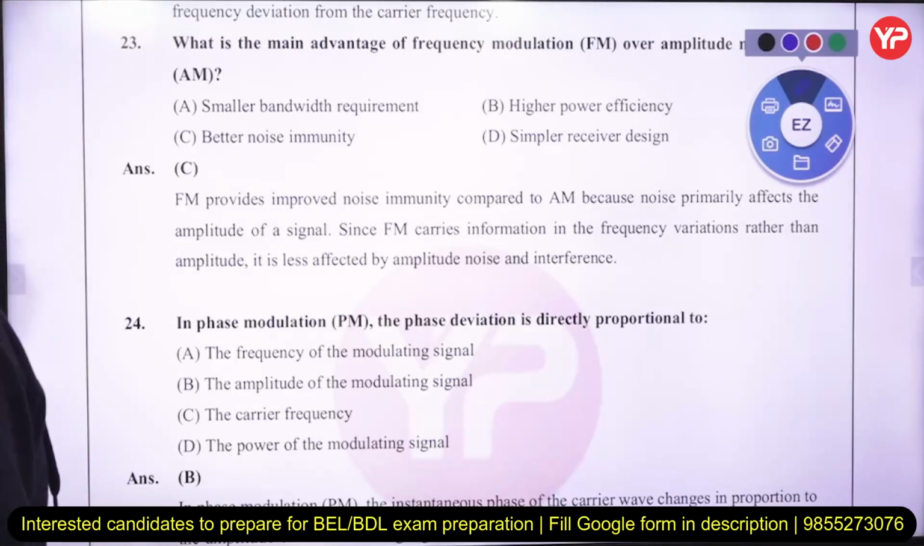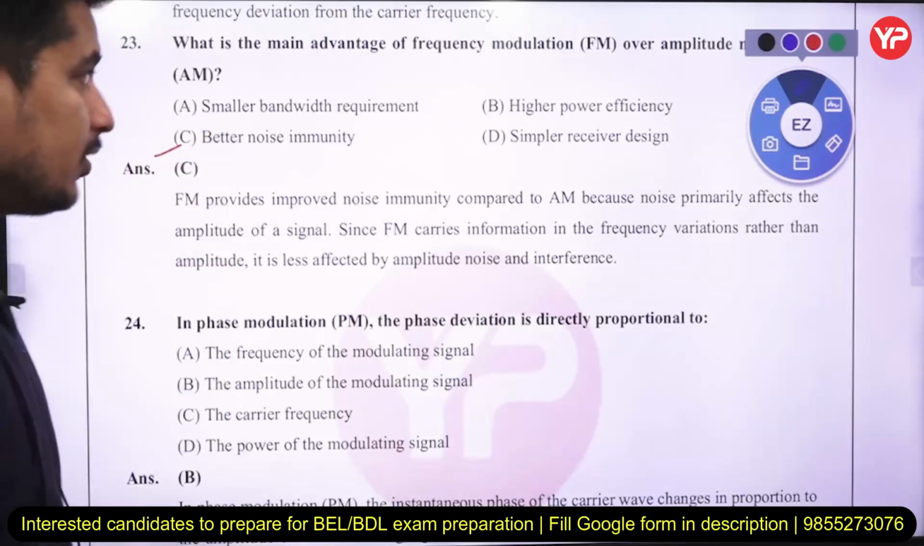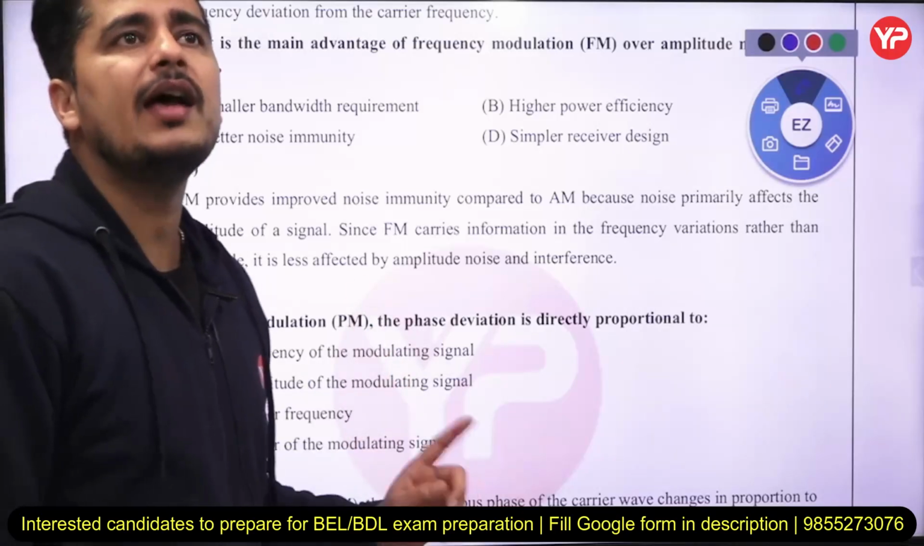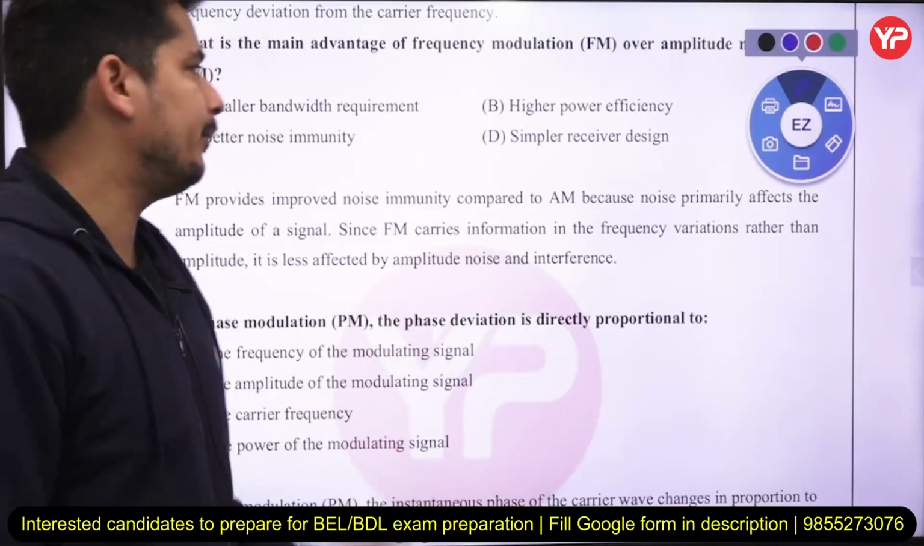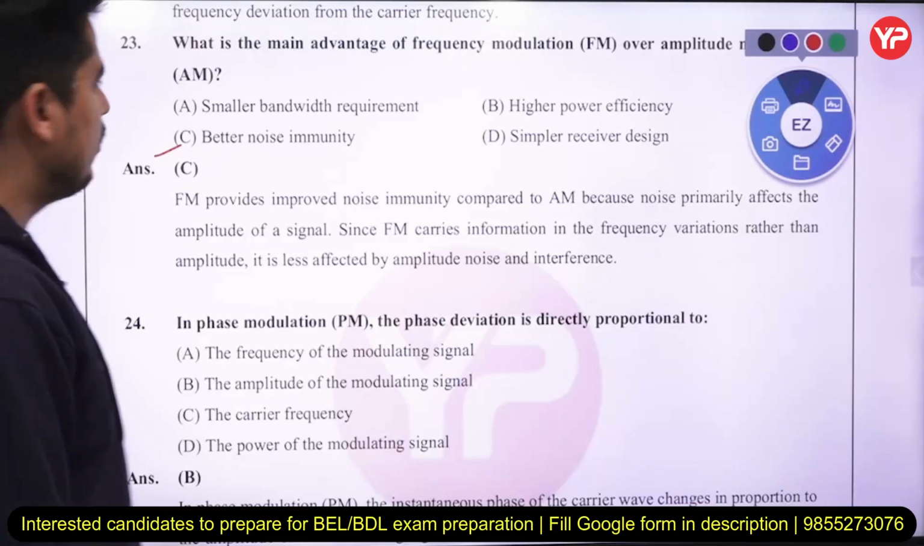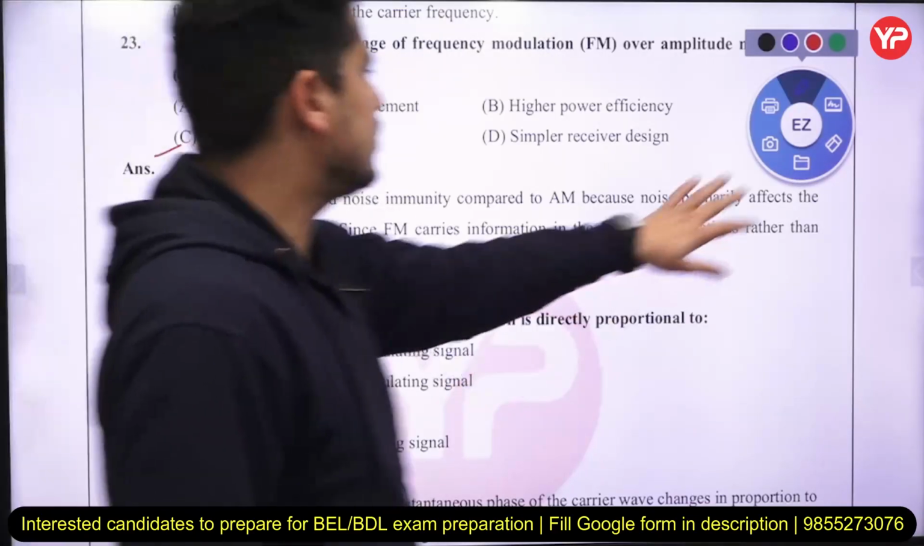So what will be the advantage? It is not higher power; it is better immunity to the noise. Smaller bandwidth, no. I already told you, the bandwidth requirement of FM is higher as compared to AM. Higher power efficiency, no. Simple receiver design, no. The other options are not correct, only the better noise immunity.